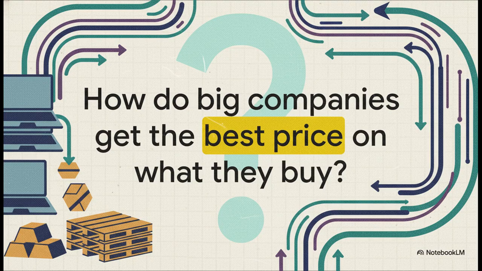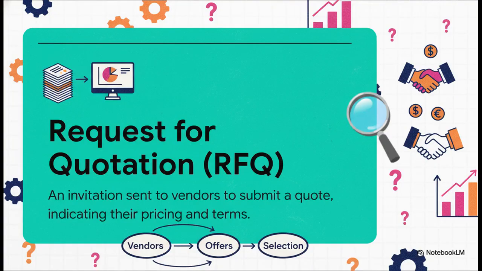So you have to wonder, right? When a huge company needs to buy, say, 10,000 laptops, they don't just go online and click Add to Cart. They need a structured, fair, and totally bulletproof way to find the best possible deal. So, how do they actually do it? Well, the answer is the RFQ, the Request for Quotation.